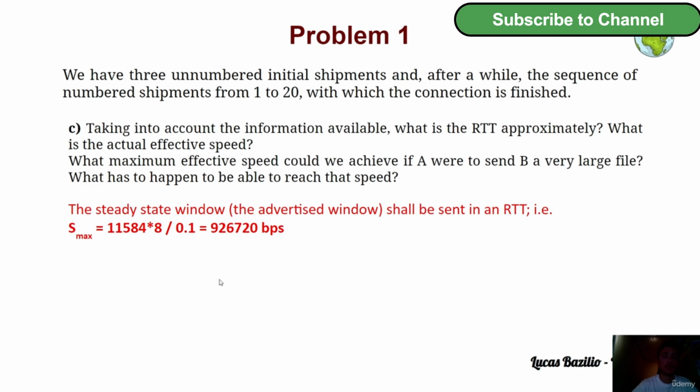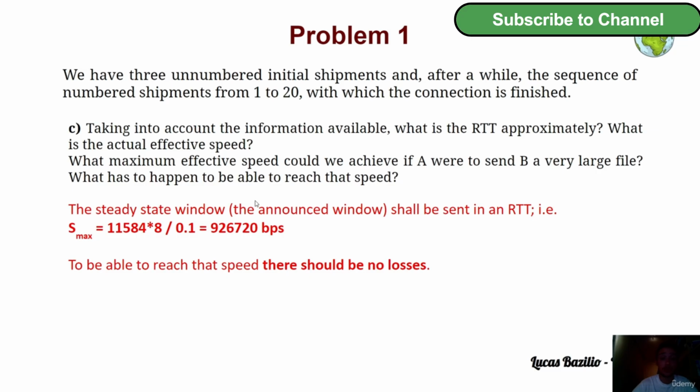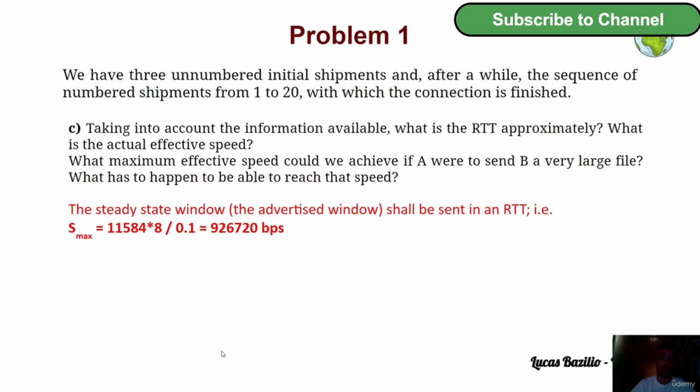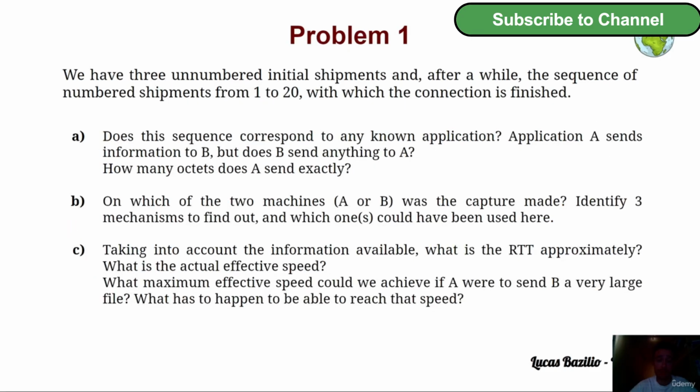And so what has to happen to be able to reach that speed? Whenever we want to reach the maximum effective speed in a TCP connection, the condition is that there should be no losses in the TCP connection. Because if we have losses, it will be impossible to send the size of the advertised window in one round trip time, because we are going to resend packets that were already sent before. So the time is going to be bigger, and so the effective speed will be reduced. Very well, so with this we finish the solution to question C.